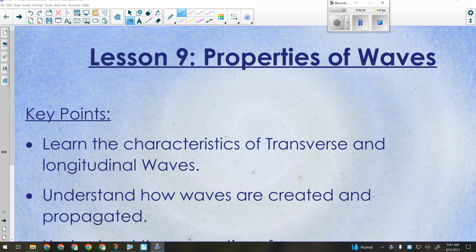All right, for today, we are going to start waves by looking at the properties of waves. What is a wave? How does a wave travel? What does a wave need? Lots of things that we'll talk about to do with waves today and obviously for the rest of the unit.